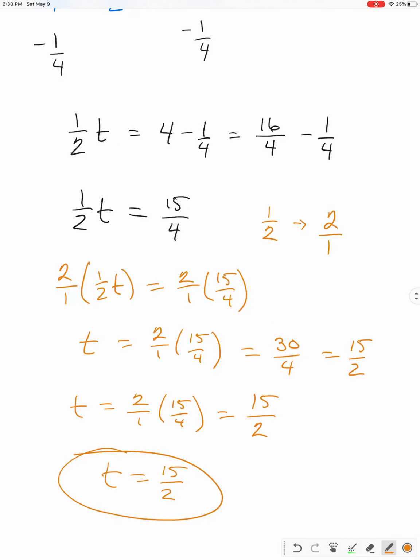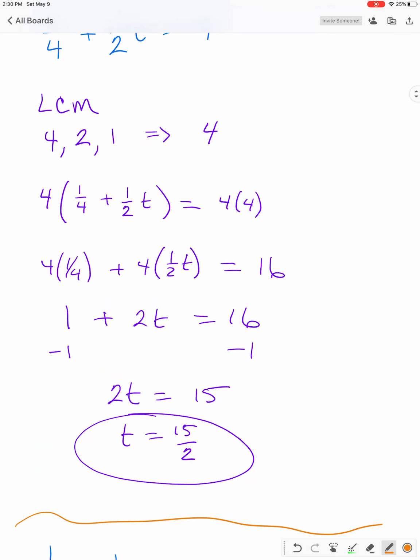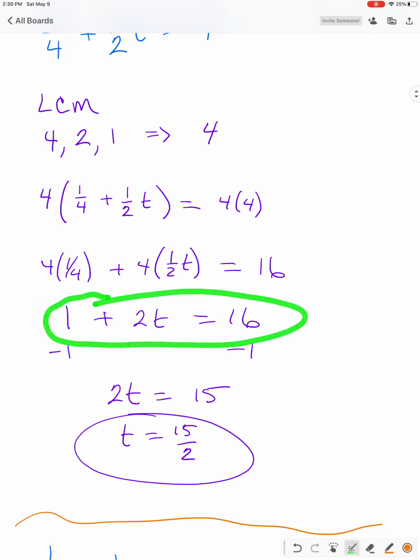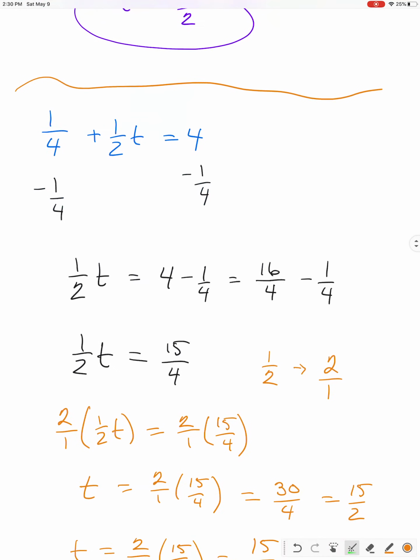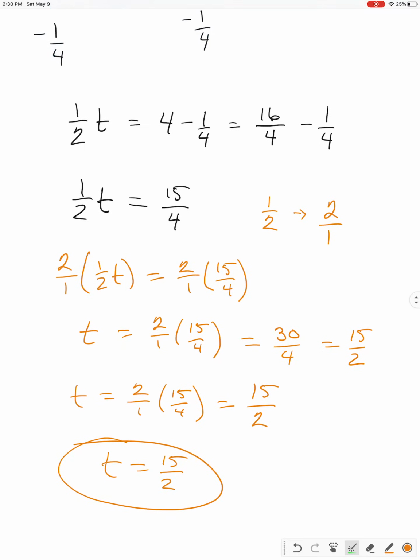So either way, it'll work. The least common multiple method is a very powerful tool to clear out the fractions ahead of time and get something that is not that complicated to deal with. And this other method can be a little more tricky, but it also can get you to the solution.